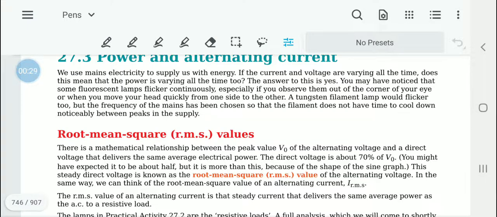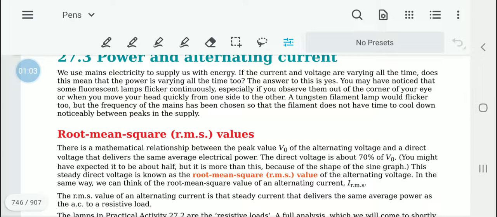Then why can't we see the lights flickering? We can actually see the flickering, but they are adjusted in such a way that we cannot notice it that much. If you take a filament light, it cools down, but the change of power makes it cool down so slowly that it doesn't have time to cool down enough for us to notice.